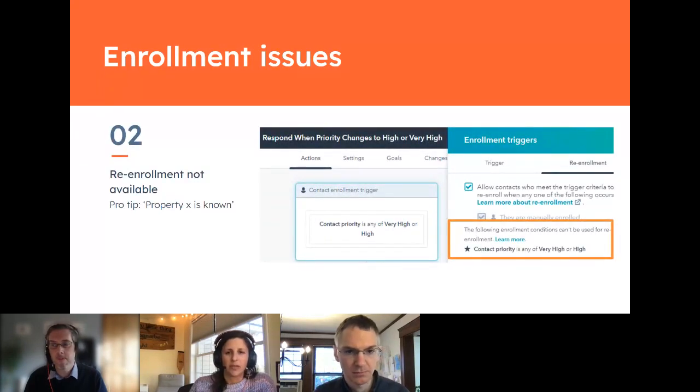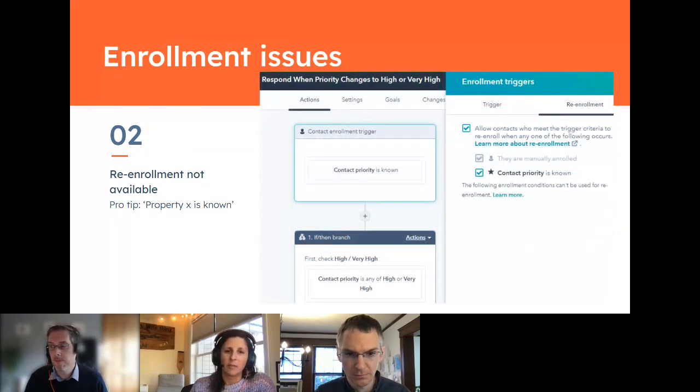You may find that some filters that don't allow re-enrollment, you could replace with a workaround using property is known. So here, contact priority is known. Using this filter with re-enrollment will mean that a record enrolls every time the property is set, and also if it goes from one known value to another known value. So here we can change this trigger to the more broad trigger of contact priority is known, and we can still segment based on the priorities that we care about by using a branch as our first step.